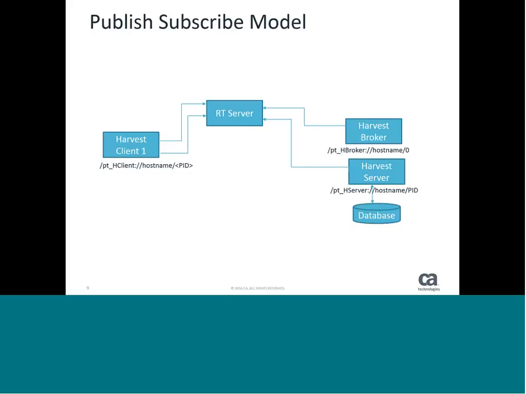Then what will happen? Initially, the RT server will start and it will be listening for connections. Then the broker will start and the broker will register itself with the RT server using a subject. If you see here, each RT client is identified using a subject. For example, the broker will be identified with PTH_broker/hostname/0. So the Harvest broker will register with the RT server with a subject and it will subscribe to this particular subject.